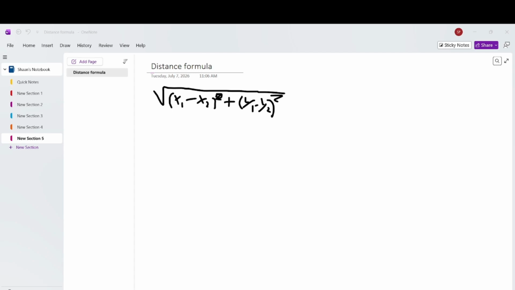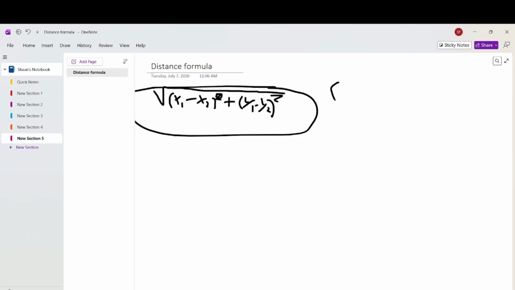In today's video, we're going to be going over the distance formula. What the distance formula is, this is essentially a formula that gives us the distance between 2 points on a coordinate grid. So the formula is the square root of (x1 minus x2) whole squared plus (y1 minus y2) whole squared. Once we solve that, we will get the distance between both of the points.